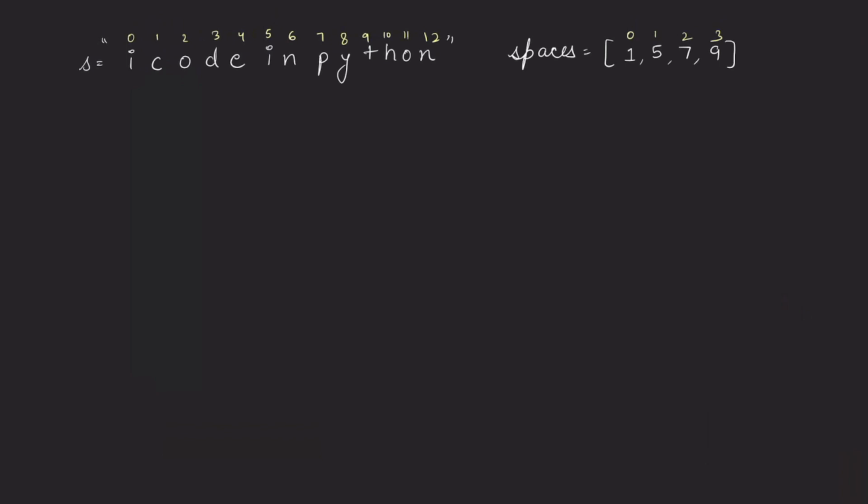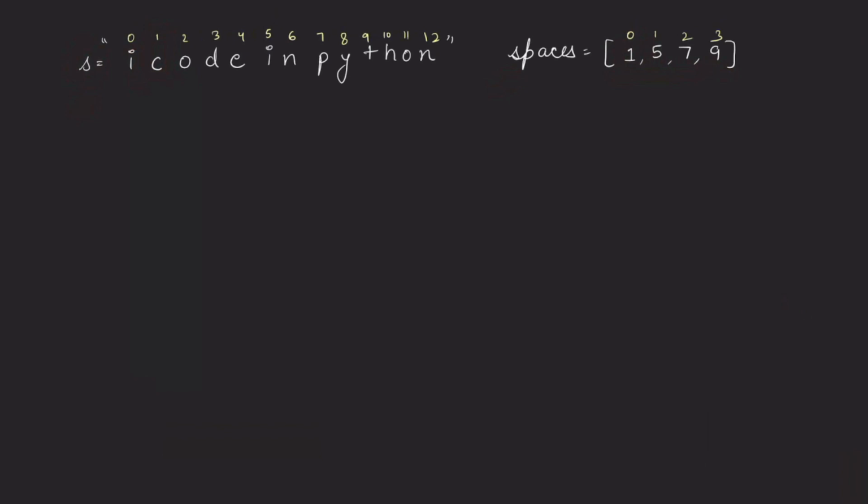So what they are saying is that in the input, we are given a zero-indexed integer array spaces and a zero-indexed string S. What we need to do is that at all of these indexes inside this string S, we need to insert a space. For example, here we are given 1. So that means at this position 1, just before this character, we need to insert a space. And after inserting spaces at all these indexes, we need to return the modified string.